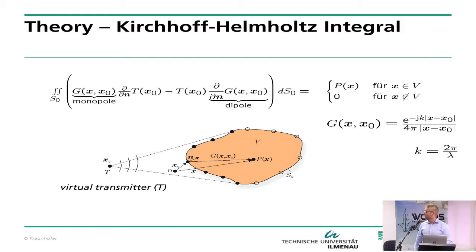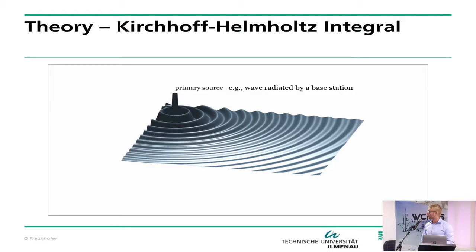And this integral is composed of monopole sources and dipole sources. And the result is that you have a certain field inside the volume and 0 outside. And now we can try to realize that. You have some virtual wave, and here is a small cut of a boundary. So here is the inside, and here is the original wave. And if we now apply the Kirchhoff-Helmholtz integral, we see that we have inside the reproduction of the wave, and outside there is nothing, it's 0.